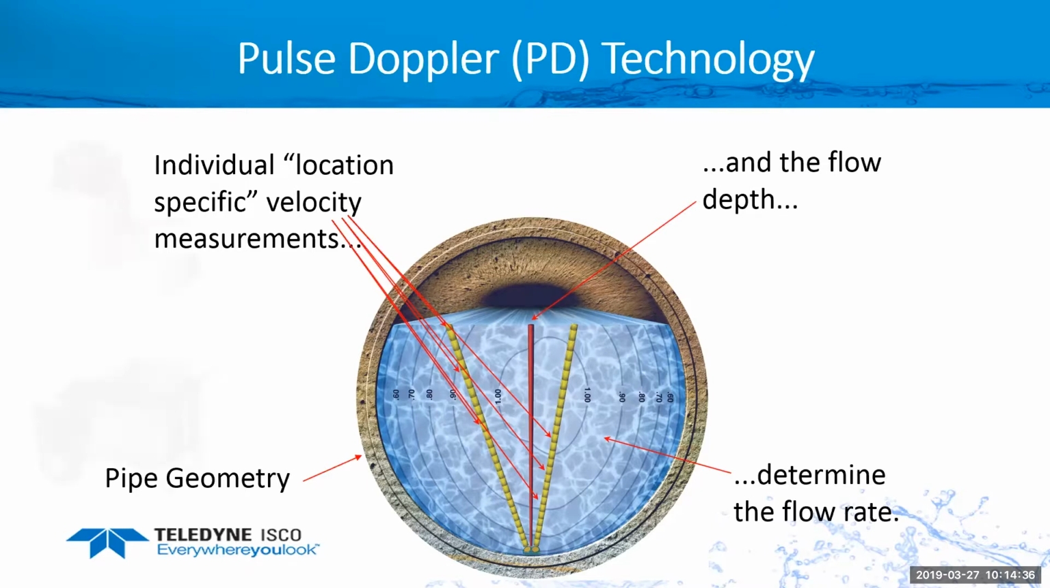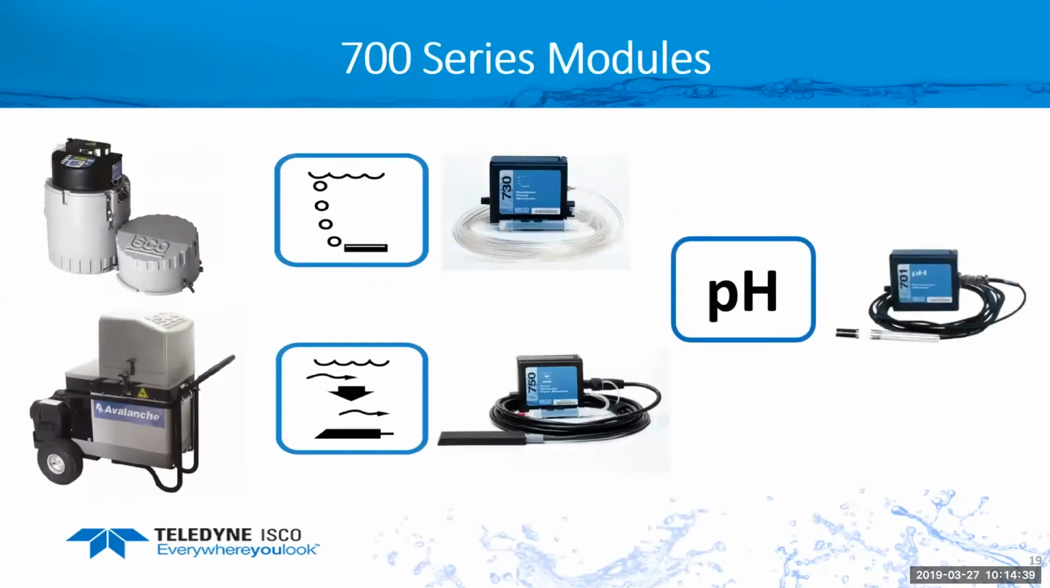Skip gears a little bit here. I want to talk about the 6712 sampler, which is a portable version, and a refrigerated version, which we call the Avalanche. In those, we have those technologies: the bubbler technology, the 730 module, and the area velocity, continuous wave Doppler module. So these modules, as well as the pH, can all slide into the side of the 6712, so it's all integrated into one unit. This makes it so you're not lugging around multiple units, a sampler with a flow meter and a battery, et cetera. Everything's kind of compact and thrown into one little package.